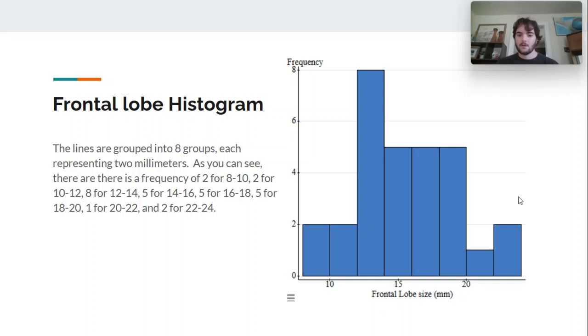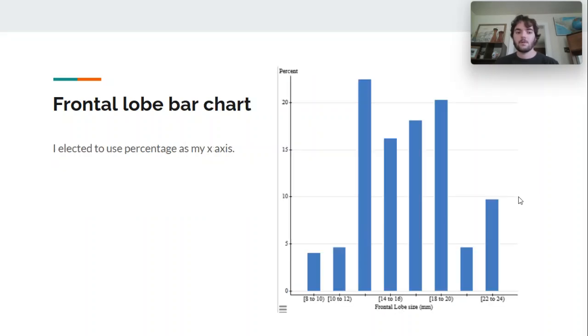Here's my frontal lobe histogram. As you can see, the bars are grouped into 8 groups, each representing 2 millimeters. There is a frequency of 2 for 8 to 10, 2 for 10 to 12, 8 for 12 to 14, 5 for 14 to 16, 5 for 16 to 18, 5 for 18 to 20, 1 for 20 to 22, and 2 for 22 to 24.